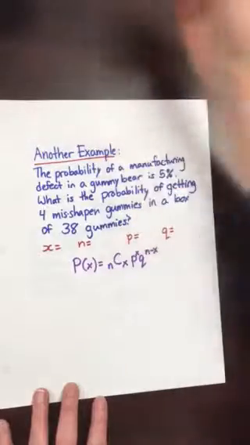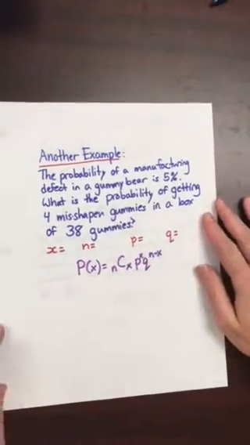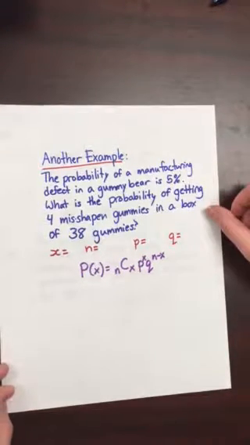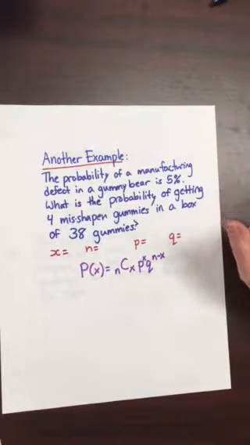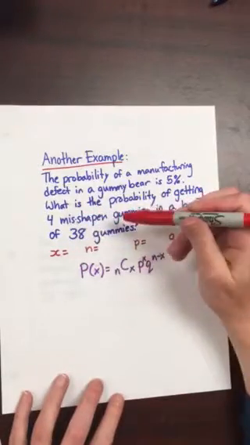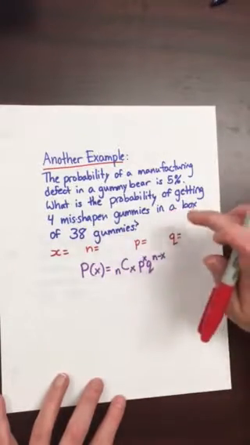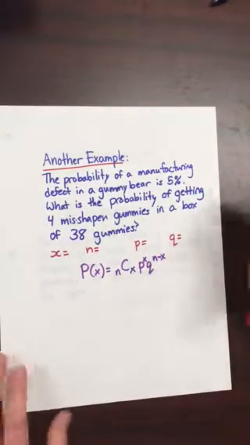Just another example, you might see it phrased as a defect probability. So for gummy bears, there's maybe a 5% chance of a manufacturing defect. You know when you get those gummy bears and they are missing an ear or something, they look kind of funny. So there's a 5% chance of that in a single gummy bear. What we want to know is what's the probability of getting exactly 4 misshapen gummies in a box of 38 gummies. So let's see if we can figure out what our x, n, p, and q are, and then we can sort out the probability of getting exactly 4 misshapen gummies.